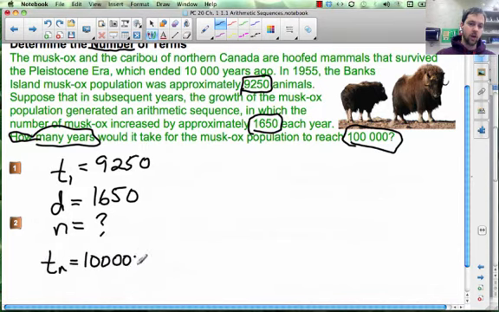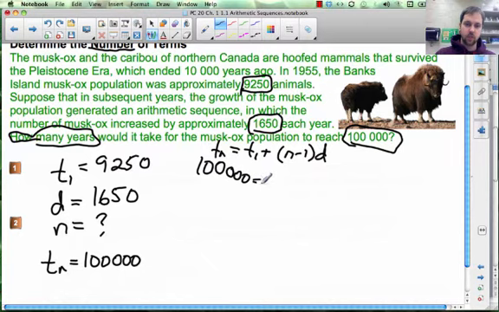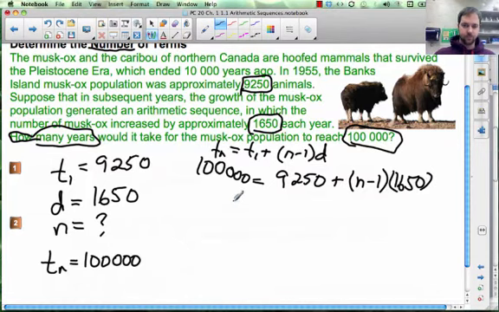Okay, so we want to know how long it takes to get that term to equal 100,000. So we can plug it into our formula where Tn equals T1 plus n minus 1 times d. So this looks like 100,000 equals T1, which is 9250, plus n minus 1, and we don't know n, so that has to stay as n minus 1 right there, times d, which is 1650. Alright, let's go ahead and solve this thing.